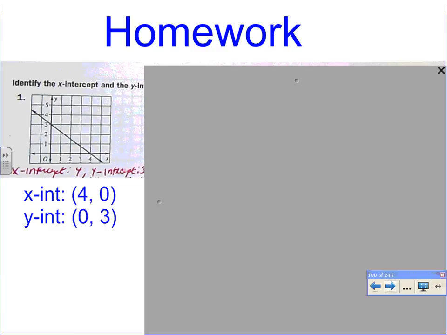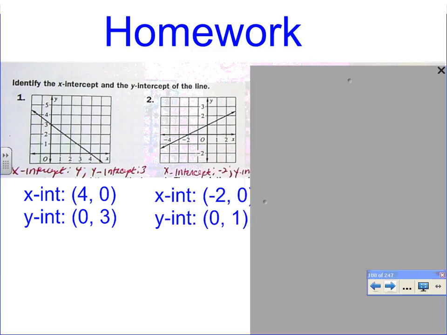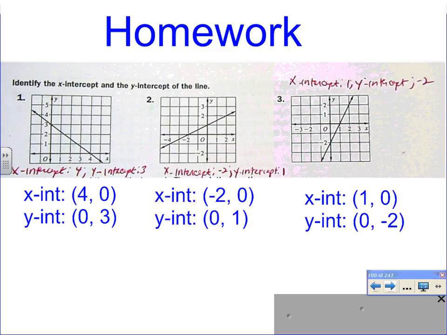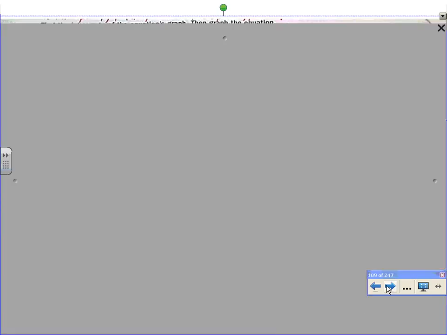Number 2. Josh. Y is 0, 1, and x is negative 2, 0. Number 3. X is 1, 0, y is 0, negative 2. Those are the first 3. I'm sure that everyone got the same. These are a little bit more difficult. 4. Tell me x and y, please. X is positive, and y is negative 3.